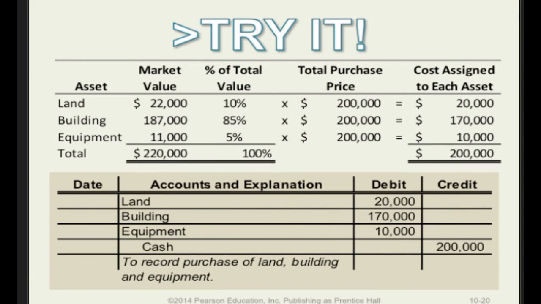The total market value of the acquired assets is $220,000. The land represents 10% of that purchase, the building 85%, and the equipment 5%. The journal entry to record the acquisition includes a debit to land for $20,000, a debit to building for $170,000, and a debit to equipment for $10,000. It also includes a credit to cash for $200,000, assuming that the purchase was made in cash.